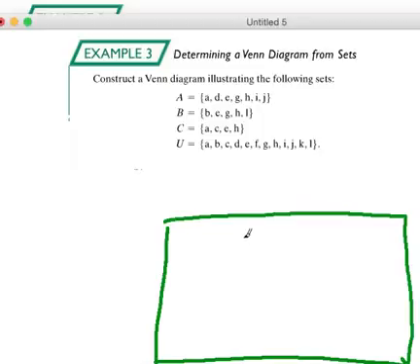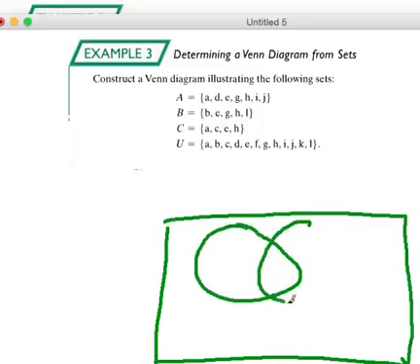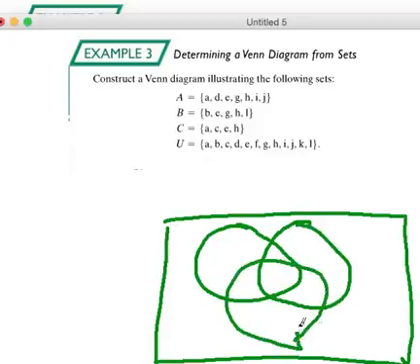Okay, don't forget you have your three nations in the Olympics, A, B, and C. Sorry about the squirrely letters there. Don't forget this is U. All right, number one. Notice U includes all the letters A, B, C, D, E, F, G, H, I, J, K, L.